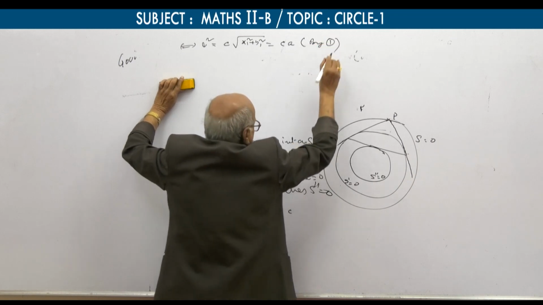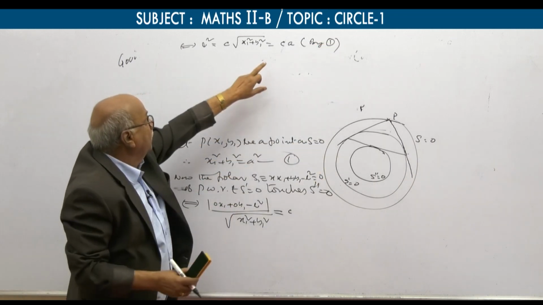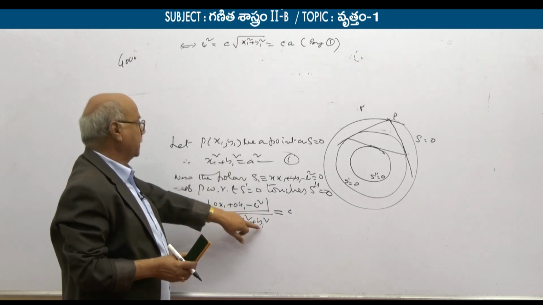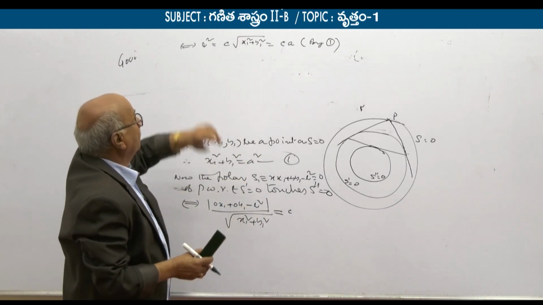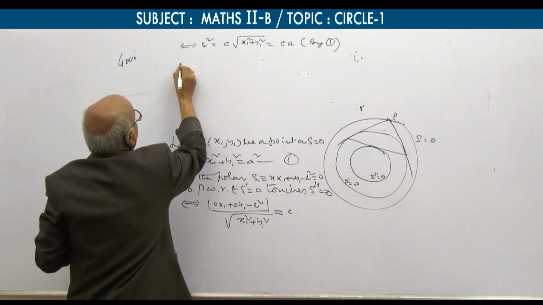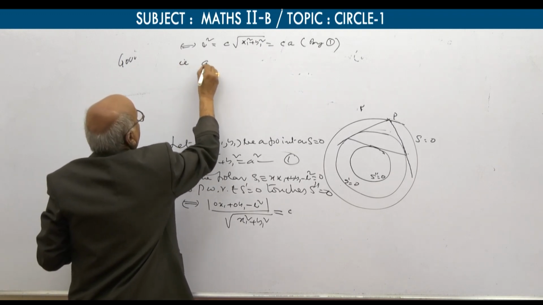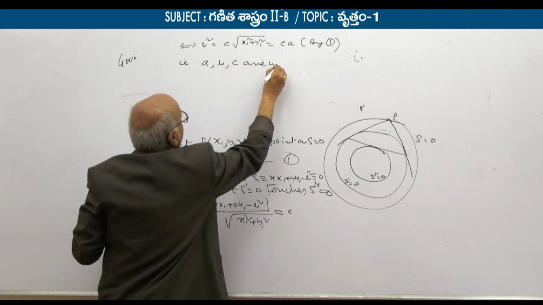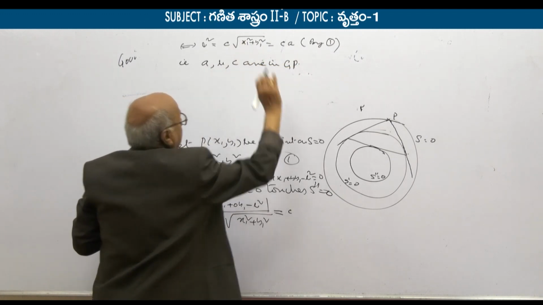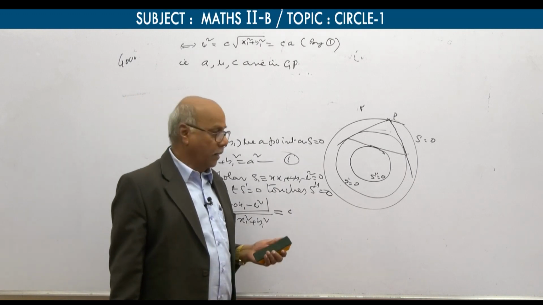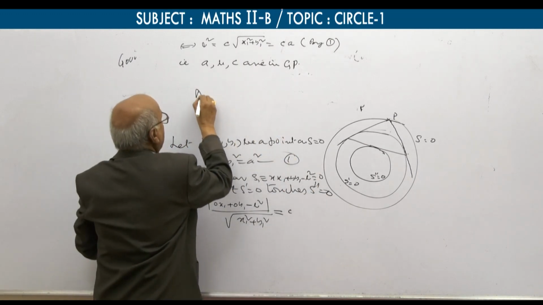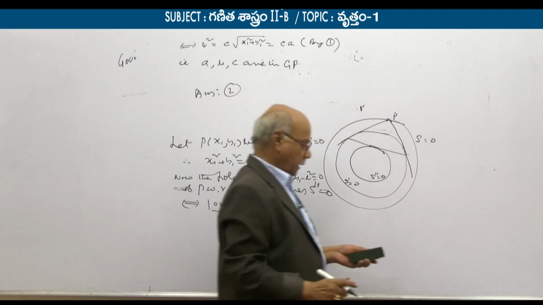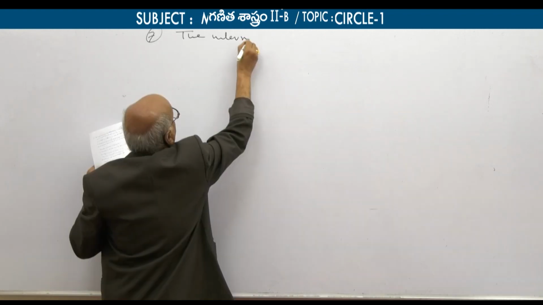So that is c into a, by reference number 1, because x1 square plus y1 square is equal to a square. So root over x1 square plus y1 square is equal to a. So b square is equal to ca. So that implies a, b, c are in GP, geometric progression. So the answer is option 2. Answer is option 2 itself.